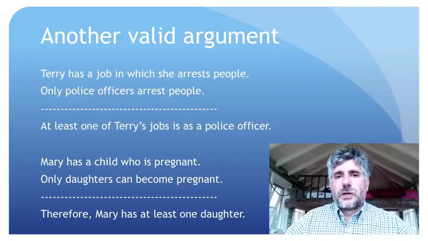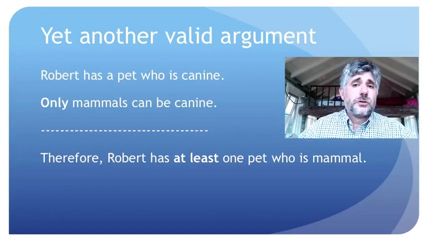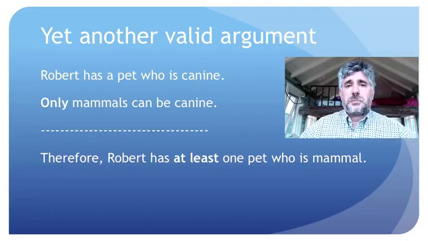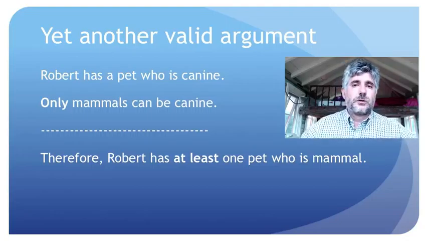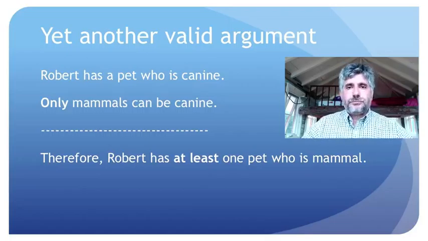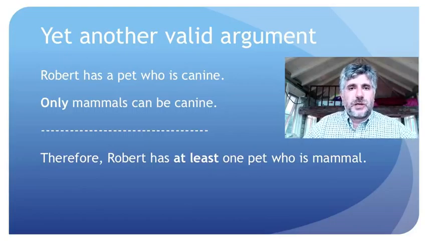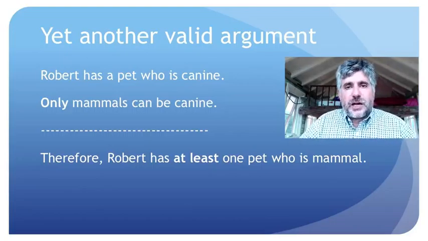So consider the following argument. Premise 1. Robert has a pet who is canine. Premise 2. Only mammals can be canine. So, conclusion, Robert has at least one pet who is mammal. Now, of course, you can imagine a situation in which premise 1 is false. Maybe Robert doesn't have any canine pets.